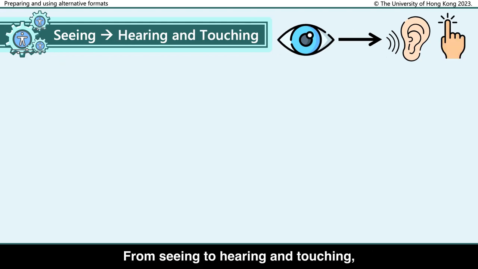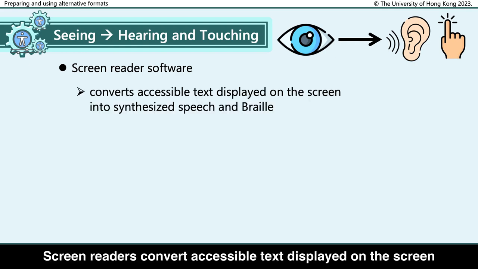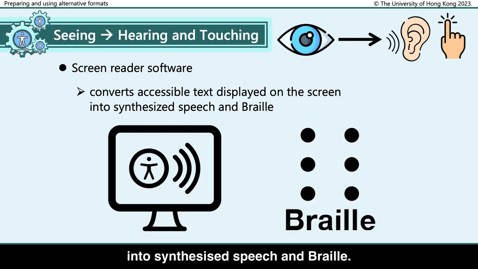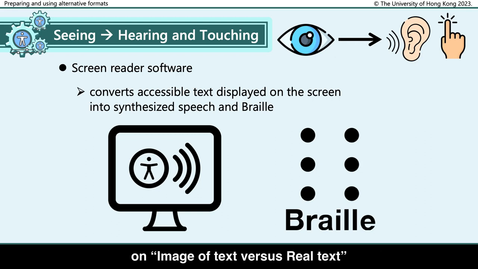From seeing to hearing and touching, screen reader software is an assistive technology that can perform text-to-speech conversion. Screen readers convert accessible text displayed on the screen into synthesized speech and braille. Examples of accessible text include the real text we discussed in the previous section on image of text versus real text, and those non-text elements with properly formatted text alternatives, as well as documents with accessible content.